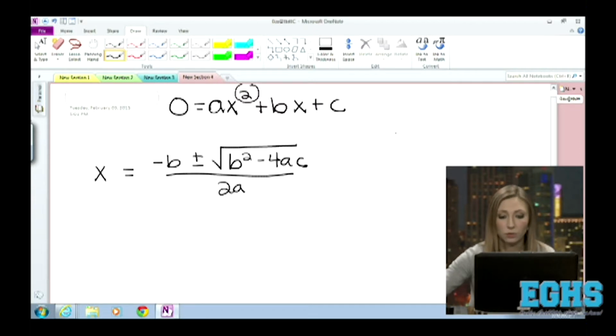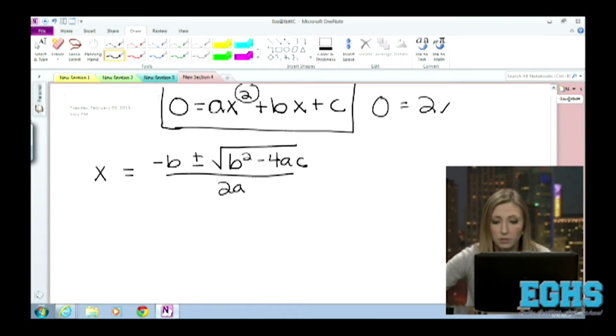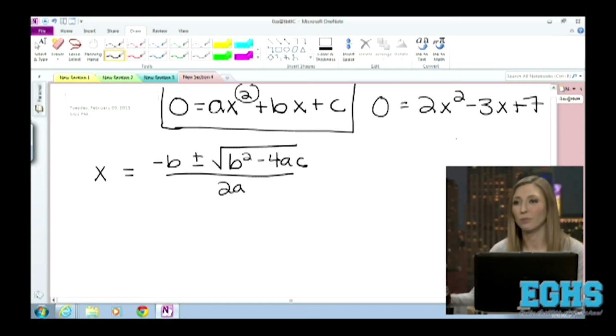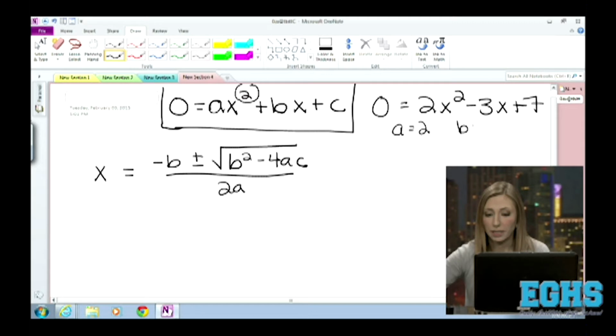Now, really the way that you use it is you want to get your equation into general form first, meaning make it look like this: 0 equals ax squared plus bx plus c. Then when your equation is in that form, let me give you an example here: 2x squared minus 3x plus 7. Random quadratic equation, but when it's in that form, then you can see pretty easily what your a is, what your b is, and what your c is. So in this example, your a is 2, your b is negative 3, and then your c is 7.